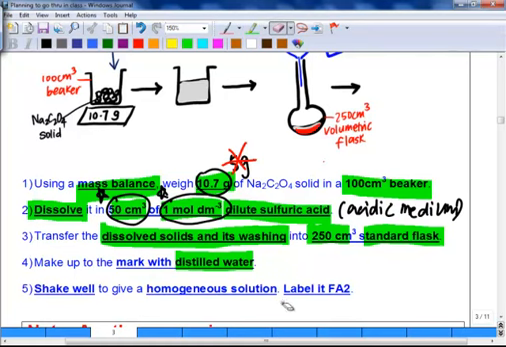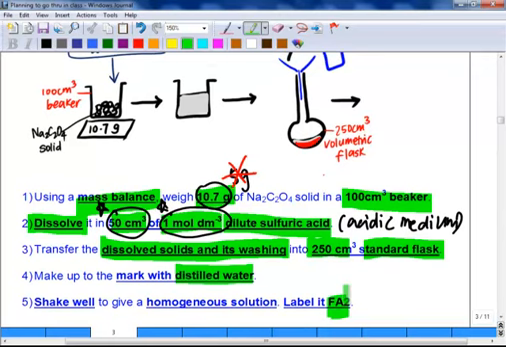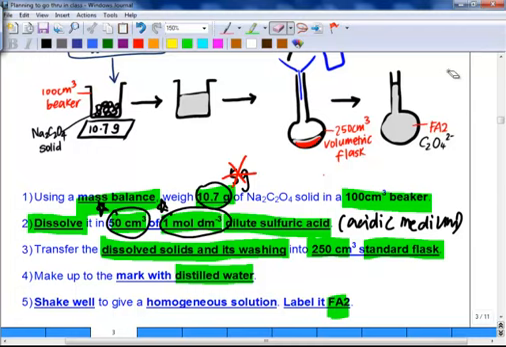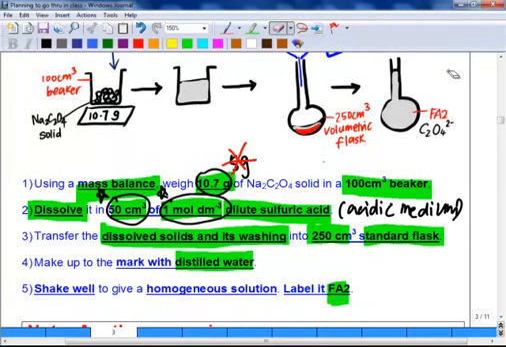Homogeneous solution, and you can label it FA2. You can label it FA2 so as to make it easier to refer back to it in the next step. So everybody take note, this is preparing a standard solution, only 5 steps. Can? So moving on.